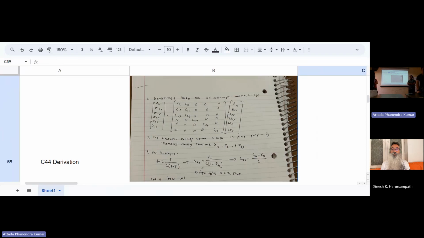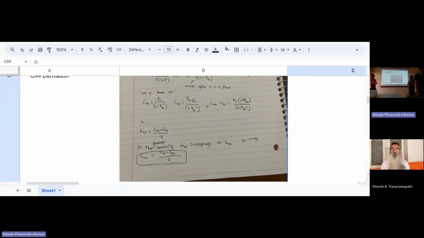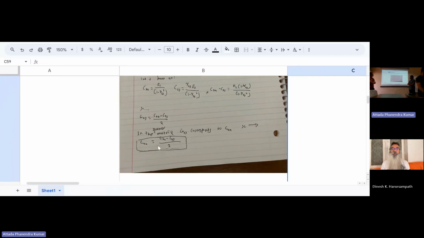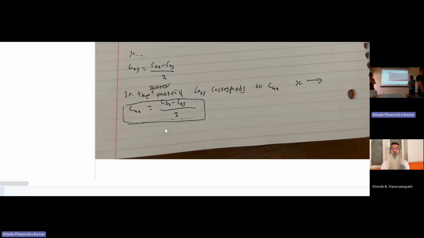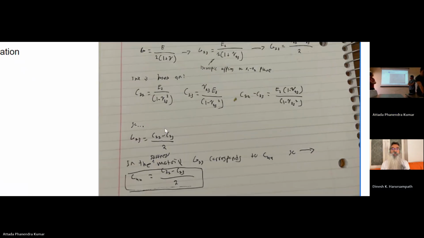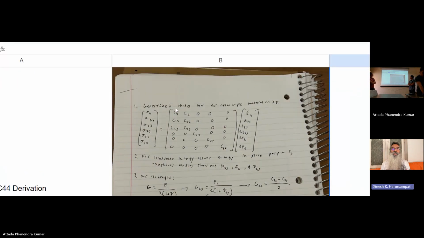So for this, we were trying to prove and derive that the C44 was equal to C22 minus C23 over 2. Yeah. Just a minor point. Whenever you're talking of subscripts, it's better to talk of them in single digits rather than calling them as twenty-three. You would call them as 2, 3. Okay, so just keep that in mind.